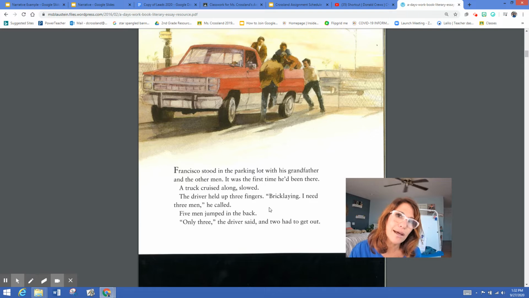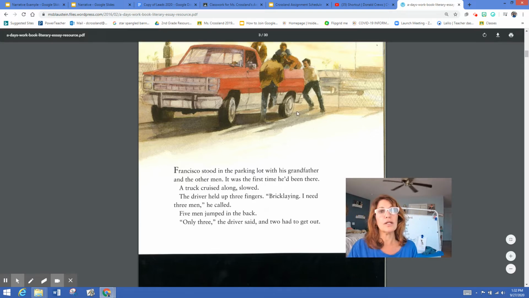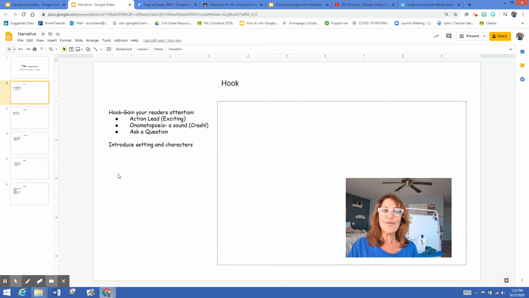And I want you guys to give that a try. So we're second graders now, and we're going to write books like that. So when we're in our narrative, that's what we're going to do. We're going to use a hook and then start with introducing the setting and the character.